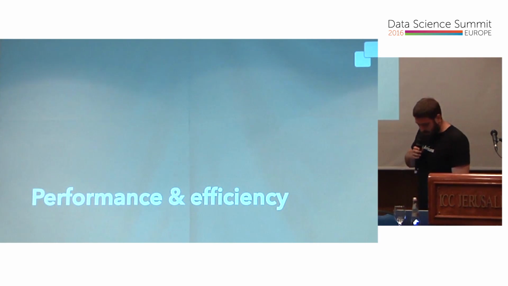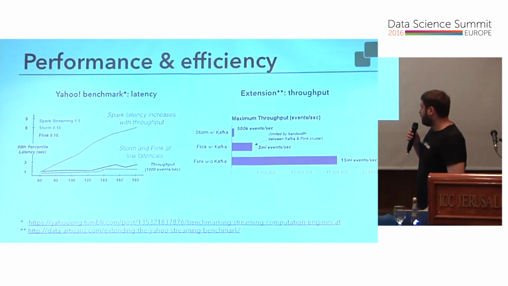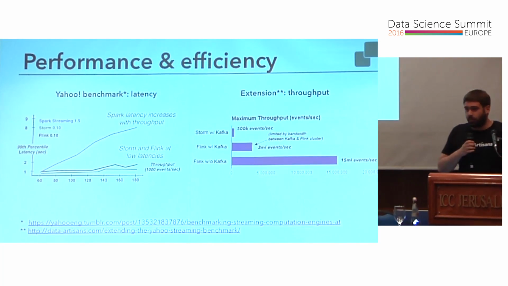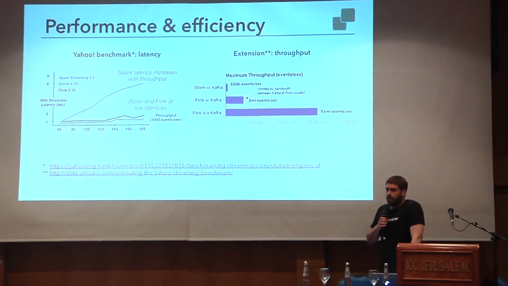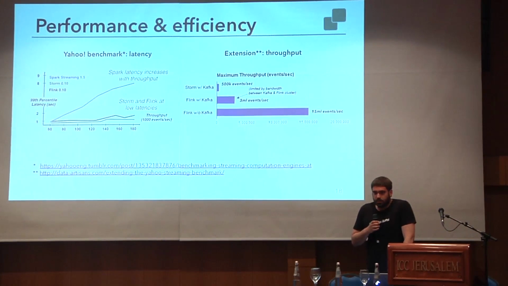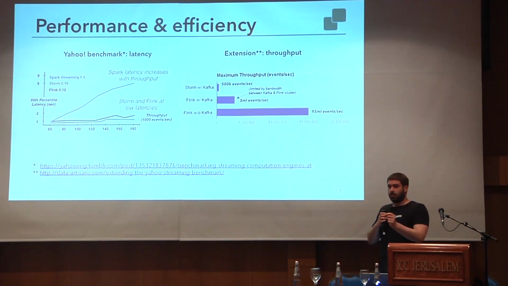Okay. So performance and efficiency. When we're talking about performance in stream processing, we usually care about two things. The first is latency, and the second is throughput. Latency basically means what is the end-to-end latency between when a data record arrives and when I get my answer. And throughput is how big of a problem I can tackle.